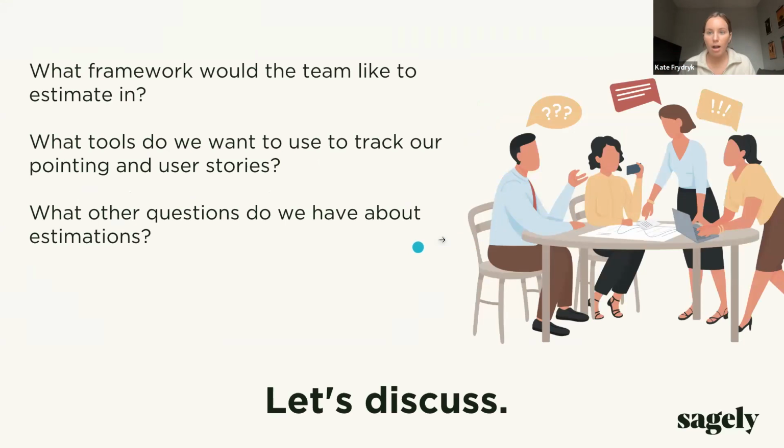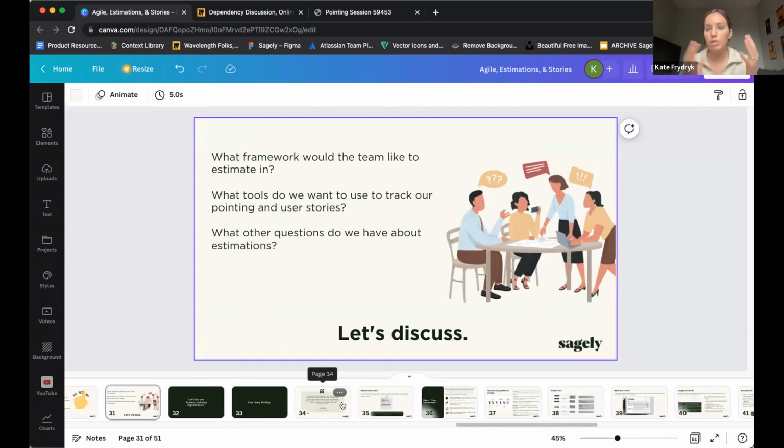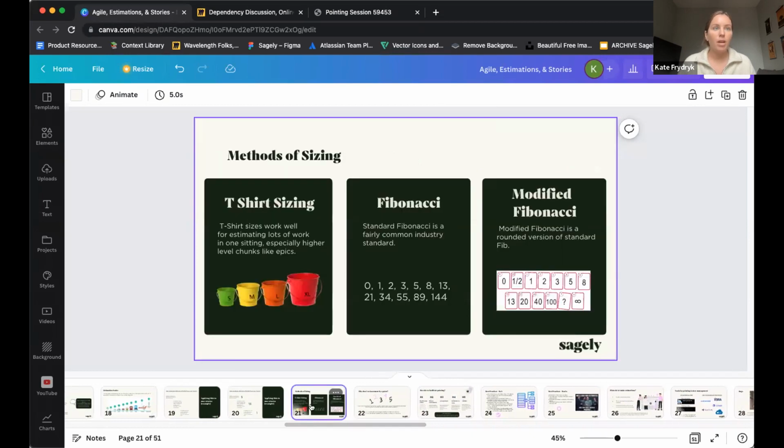All right, so let's talk about a framework that we would like to estimate in. We already have this tool for tracking our user stories. We know that's going to be Linear, so we don't have to spend a ton of time on that, although once we do get access, we should spend some time getting familiar with it. Let's jump back to this slide here.